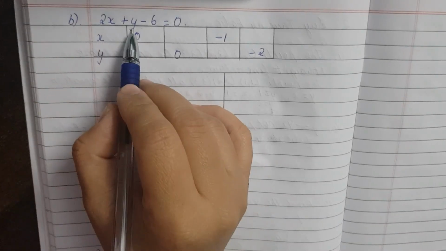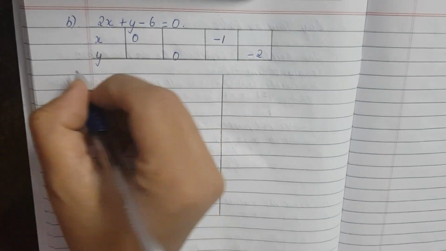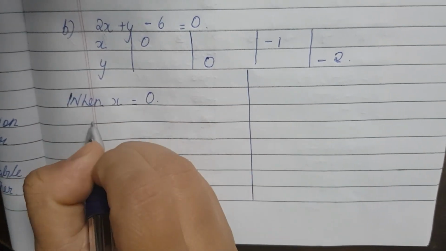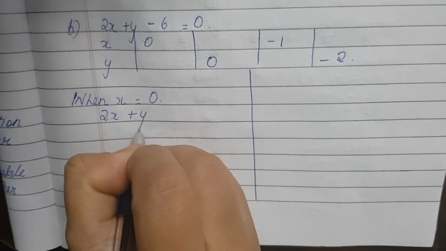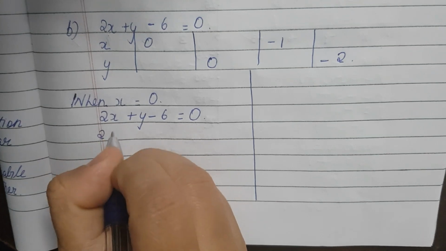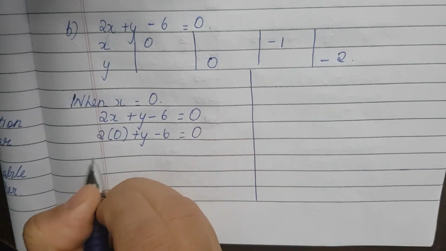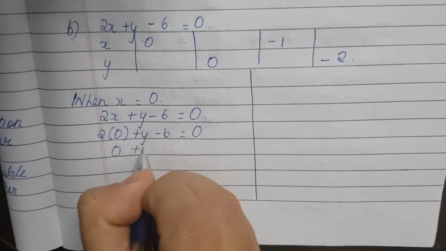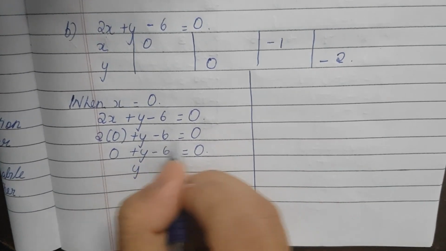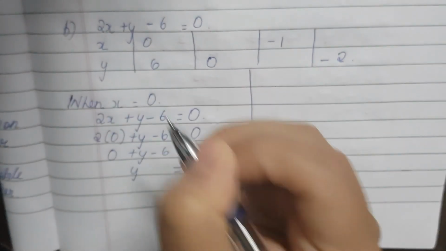Second subdivision: 2x plus y minus 6 is equal to 0. So they have given when x is 0. So when x is equal to 0, the equation is 2x plus y minus 6 is equal to 0. So in place of x we have to substitute 0: 2 into 0 plus y minus 6 is equal to 0. 2 into 0 is 0, plus y minus 6 is equal to 0. So y is equal to, the minus 6 goes to the right hand side and becomes plus 6. So y is equal to 6 when x is 0.